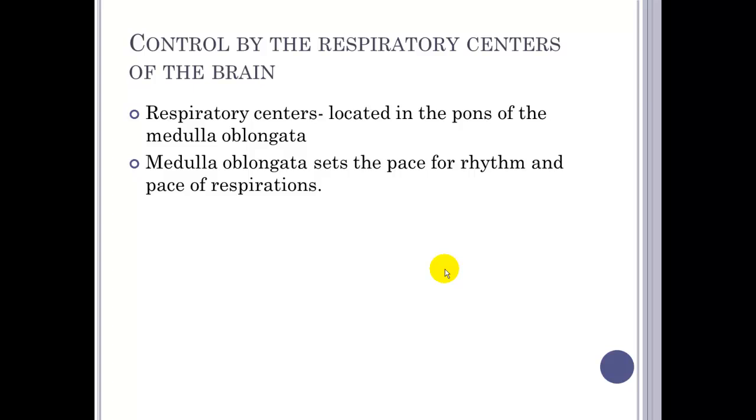Controlled by the respiratory centers of the brain. Respiratory centers are located in the pons and the medulla oblongata. The medulla oblongata sets the pace and the rhythm of respirations.